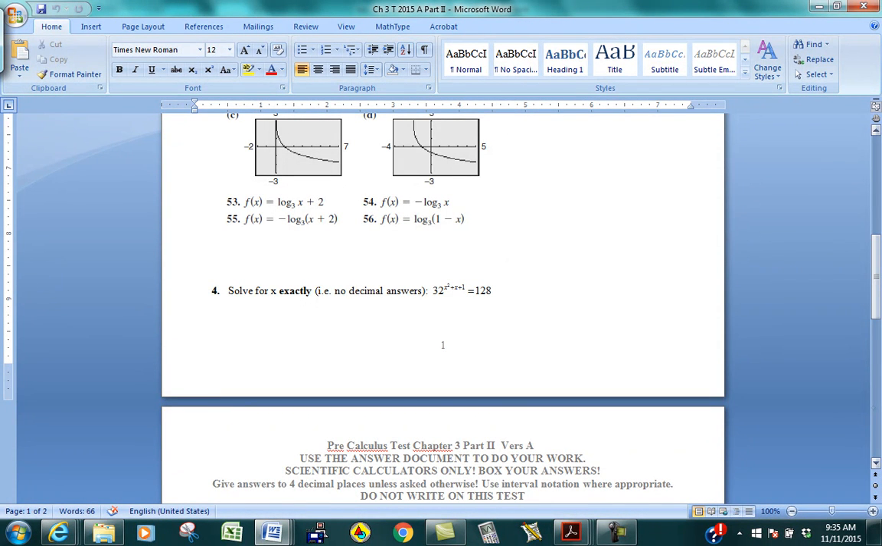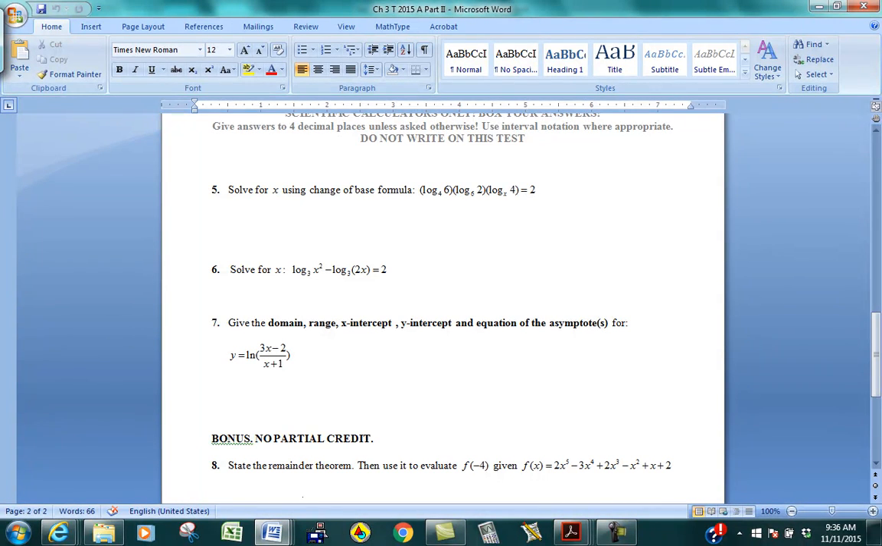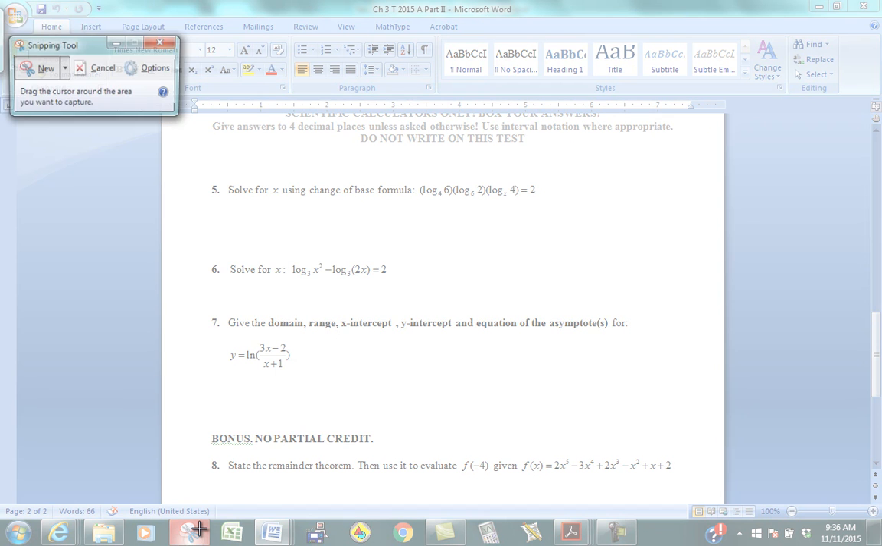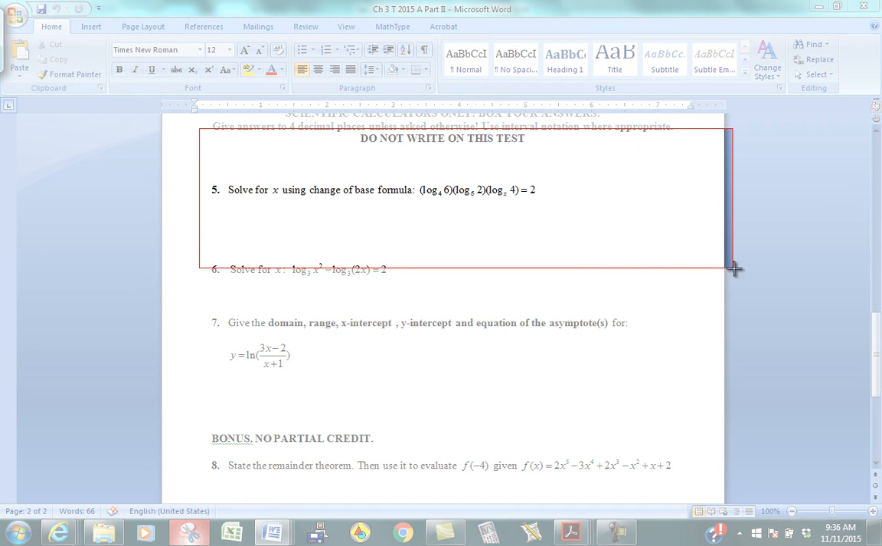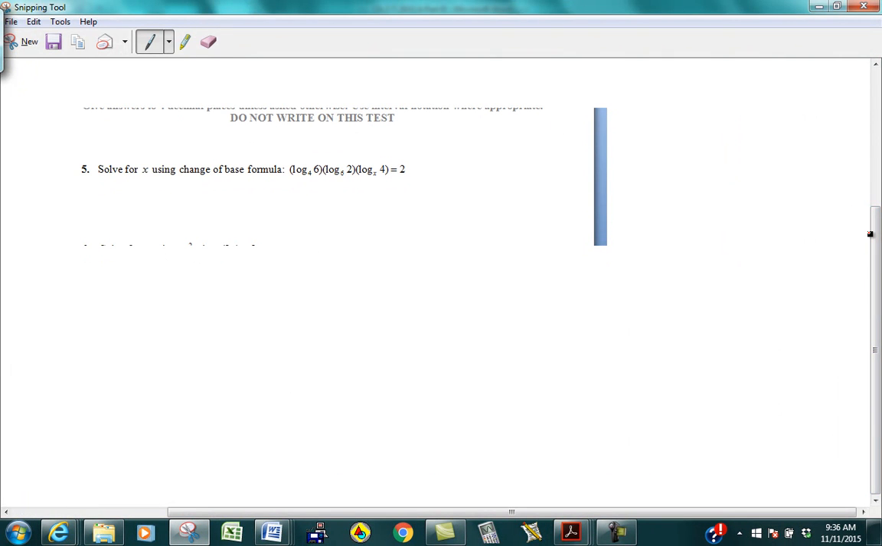All right. Next one is problem number 5. The good thing about this one is that many people got this one correctly. It tells you to solve for x using the change of base formula.